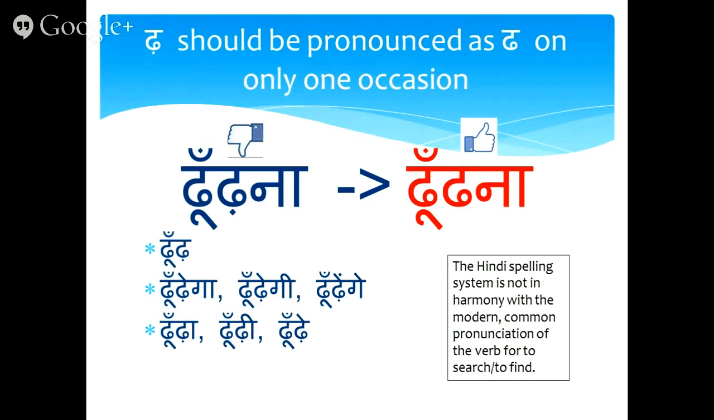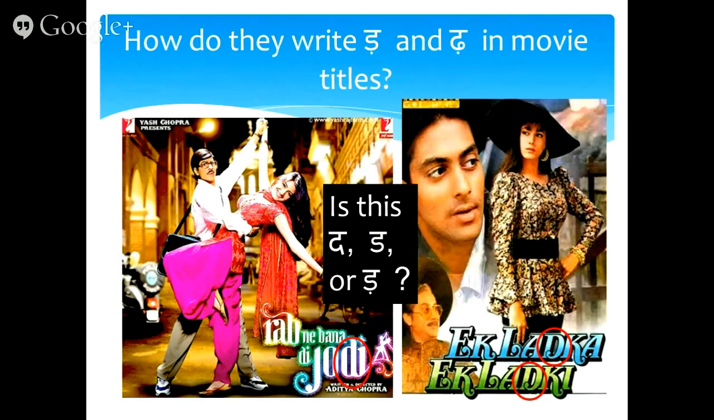Okay, now let's take a look at this. This is interesting. How do they write these letters in movie titles? Because these do not have any relation to English at all. Look at these movie titles. Look at the D. What is this D? Is this a dental D? Jodi? Is this a retroflex D? Jodi? Or is this a flap? Jodi. You'll be surprised to know it is actually a flap. Rab Ne Bana Di Jodi.